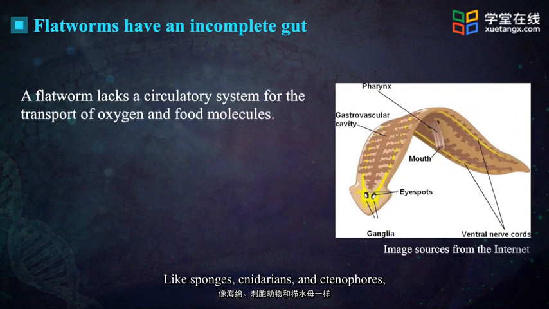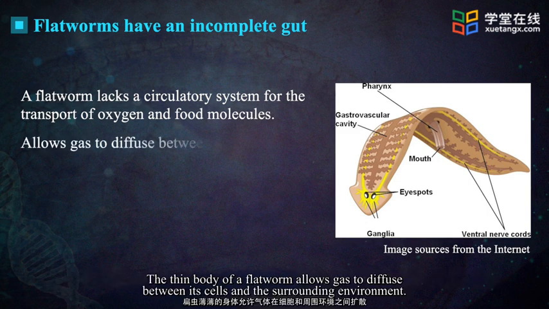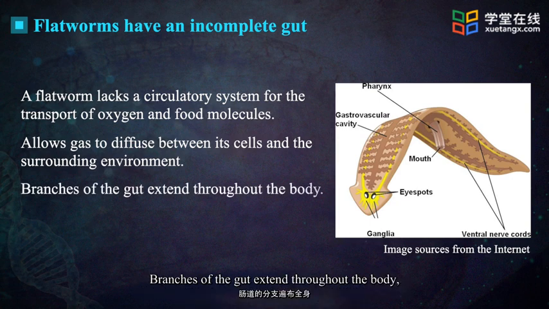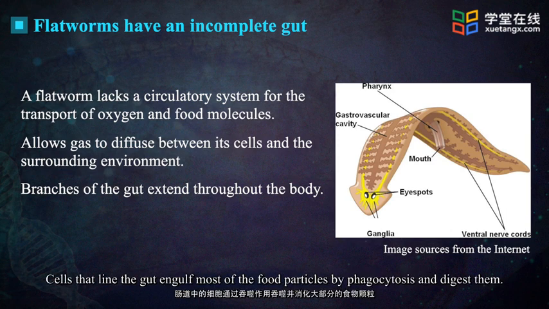Like sponges, cnidarians, and ctenophores, a flatworm lacks a circulatory system for the transport of oxygen and food molecules. The thin body of a flatworm allows gas to diffuse between its cells and the surrounding environment. Branches of the gut extend throughout the body, so the gut functions in both digestion and distribution of food. Cells that line the gut engulf most of the food particles by phagocytosis and digest them.